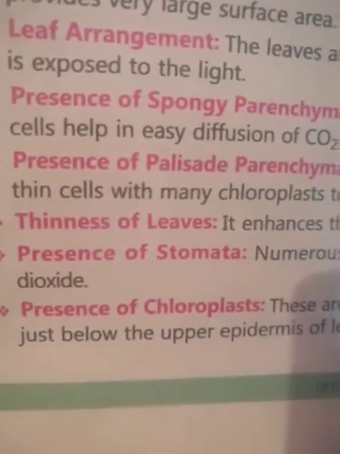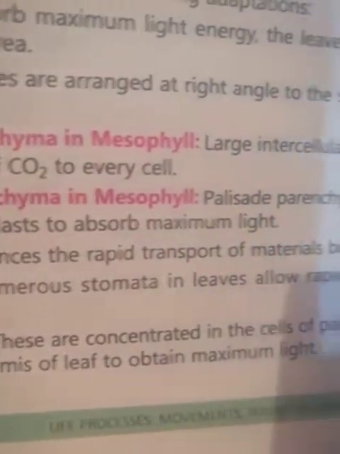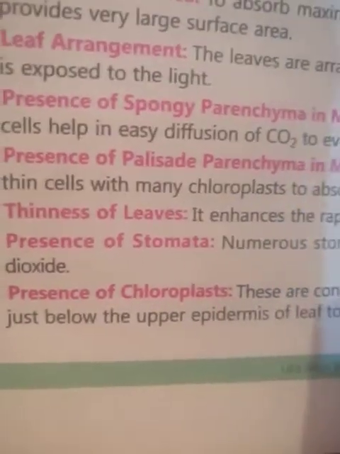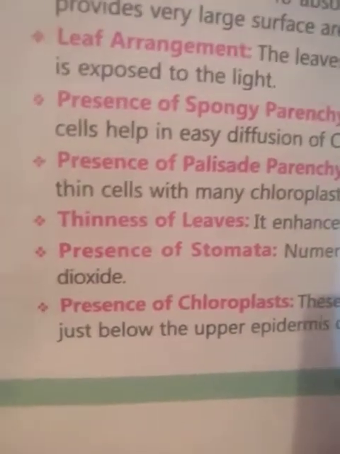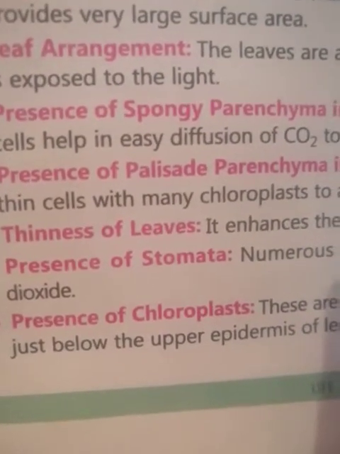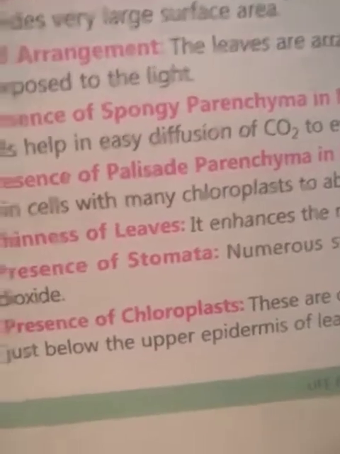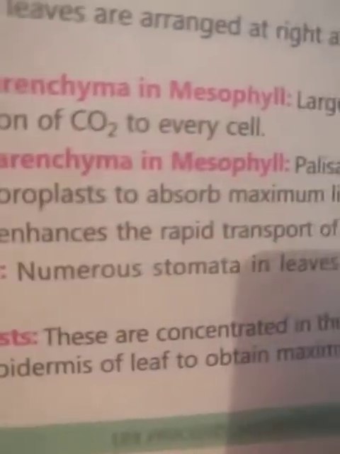Thinness of leaves. It enhances the rapid transport of materials between adjoining cells. Means if the leaf is thin, then it helps in easy diffusion or easy transportation. Presence of stomata. Numerous pores are present on the upper and lower surface of leaves, which help in gaseous exchange. Numerous stomata in leaves allow the rapid exchange of oxygen and carbon dioxide.